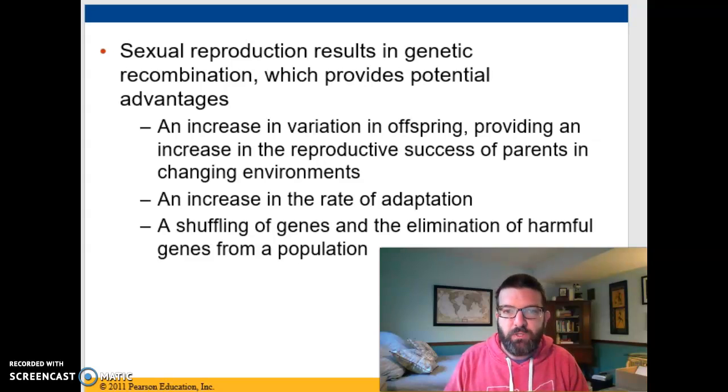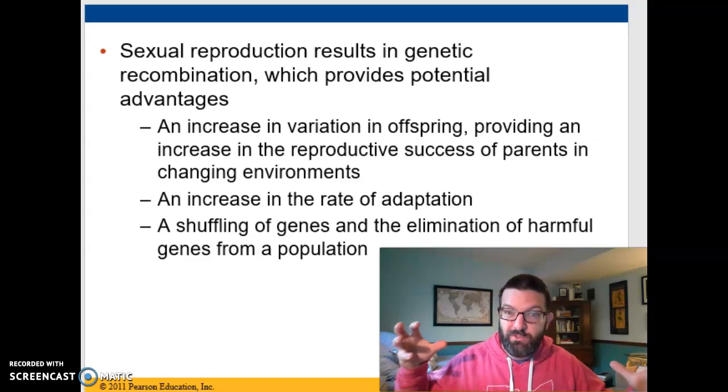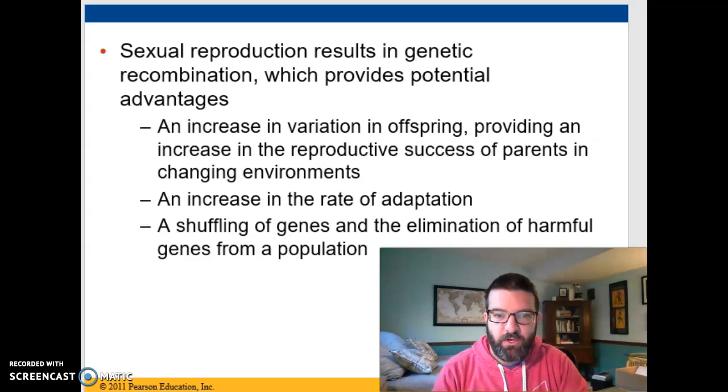So let's say you are very, very good at growing, but you use a lot of water to grow, right? In a very wet environment, that's great. You've got plenty of water available. You're going to outgrow your competition and you're going to reproduce more effectively. But let's say that over time, your environment gets drier. Well, then all of a sudden, you're going to be at a big disadvantage. But if your offspring vary, some of them might do better in that drier environment, and thus your genes carry on.